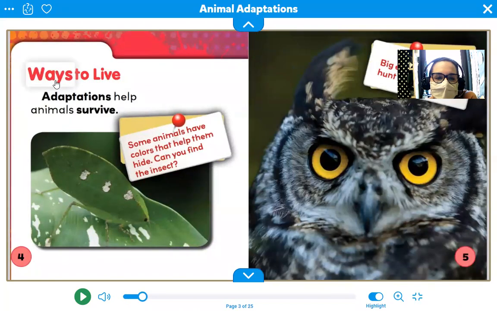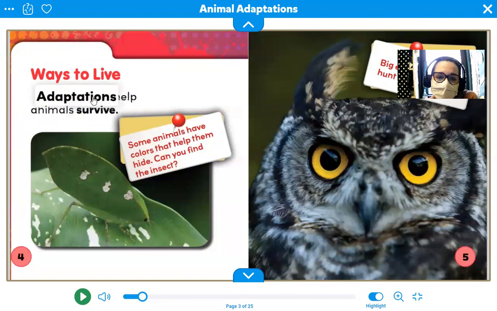So first let's look at the heading, ways to live. And right now I want you to ask yourself, why do authors use headings? Can you answer that question? Why do authors use headings? Now, if you said to get their reader ready for what this passage is going to be about, you would be correct. Ways to live tells me that the rest of the information that I'm going to read under this section is going to be about ways to live.